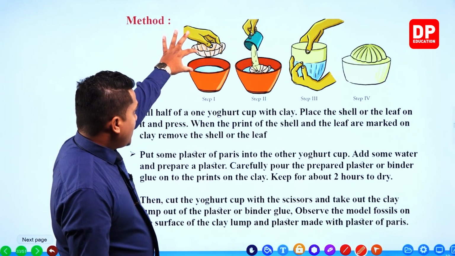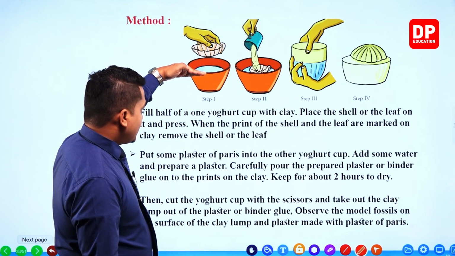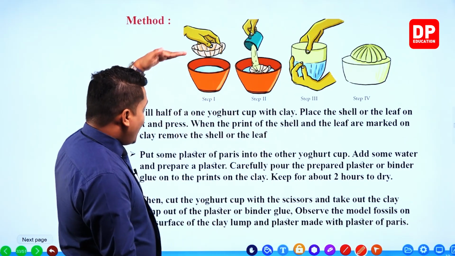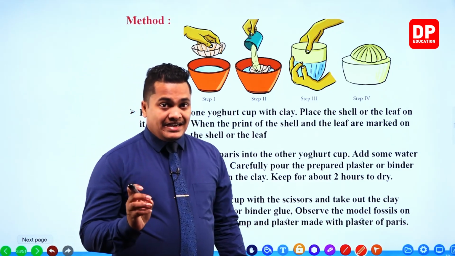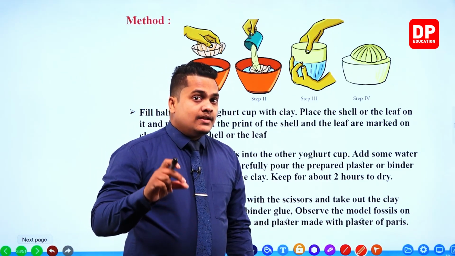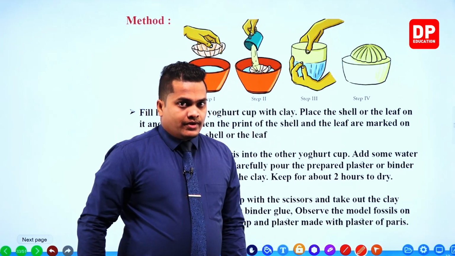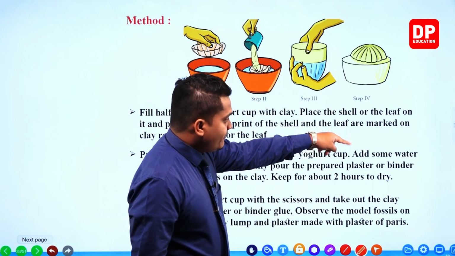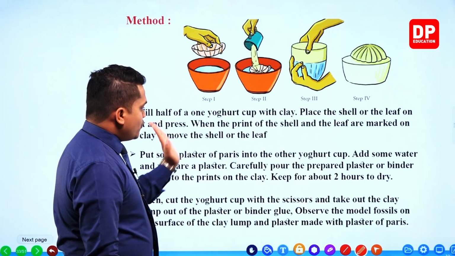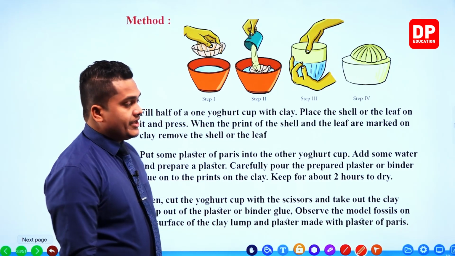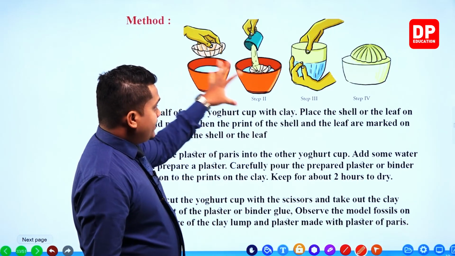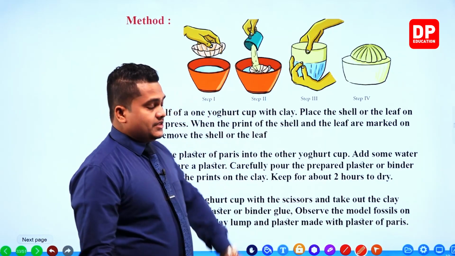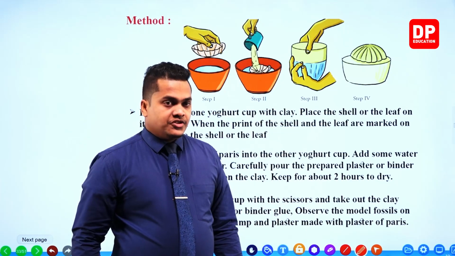So you have to place the shell or the leaf on this particular cup which has the clay or the plaster of Paris, and you have to press it very well so that the print will get deposited on the clay or the plaster of Paris, right? When the print of the shell and the leaf are marked on the clay, remove the shell or the leaf. When it is printed very well on the clay or the plaster of Paris, you have to take away the shell.